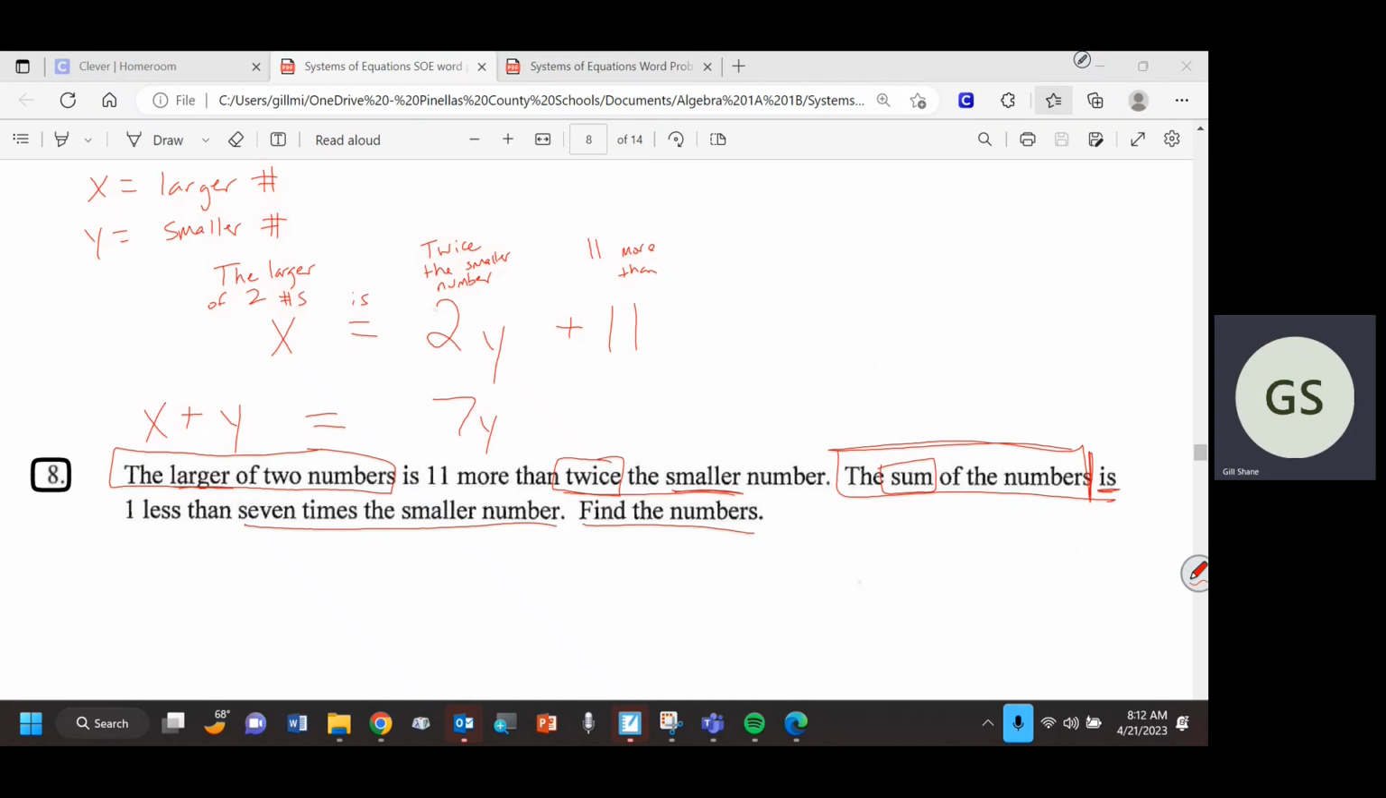So now let's do the second equation, same way. The sum of the numbers. Well, that was this part. The sum of the numbers. I'm just converting the words directly into an equation. So that's the sum of the numbers. Sum of the numbers is this part. Now I just say is equals. So I converted is into equals. I know how to handle 7 times the smaller number, so I just went ahead and did that. So this is the 7 times the smaller number part.